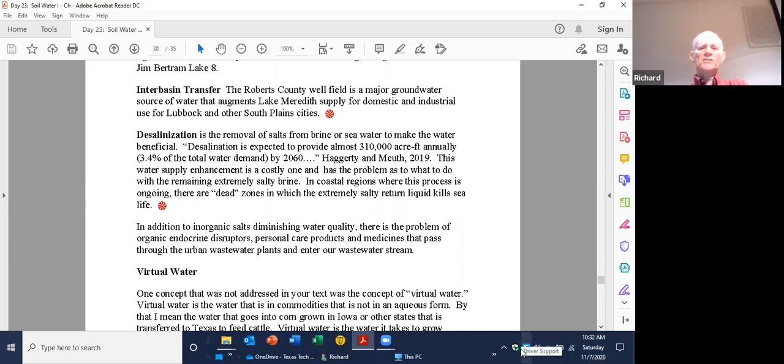Quote, desalinization expected to provide 310,000 acre feet annually, 3.4% of the total water demand by 2060 in the state of Texas. This water supply enhancement is a costly one and has the problem of what to do with extremely salty brine.